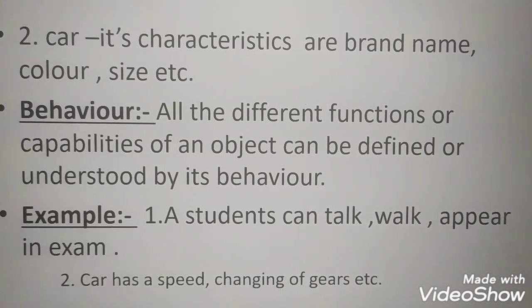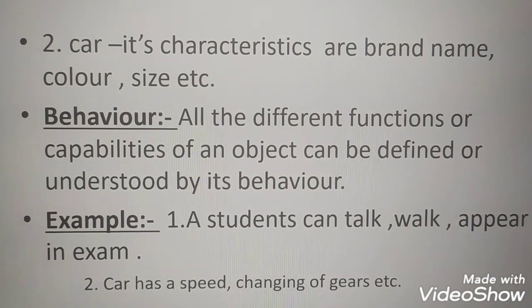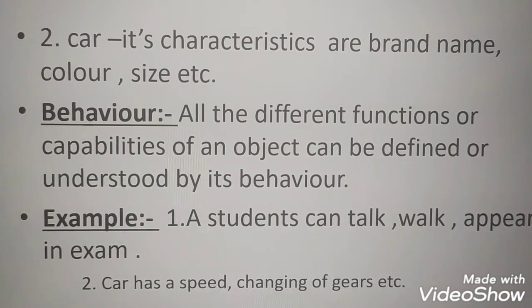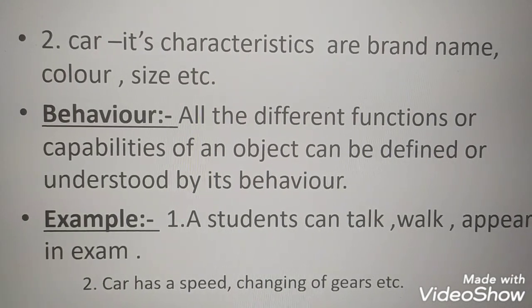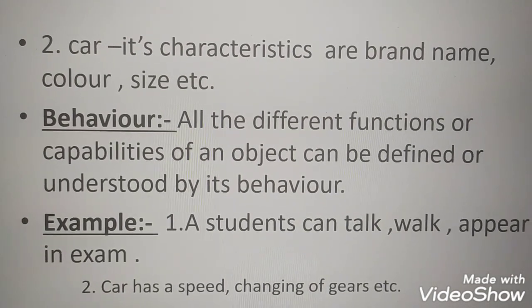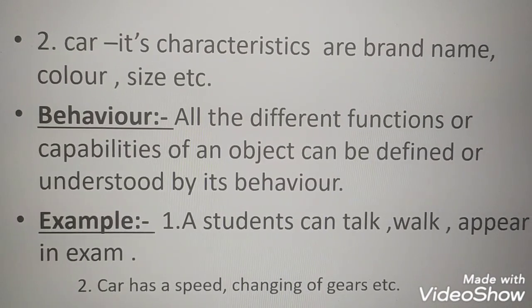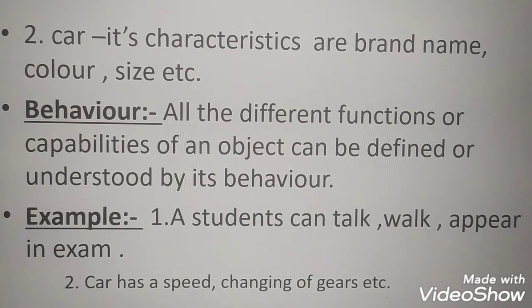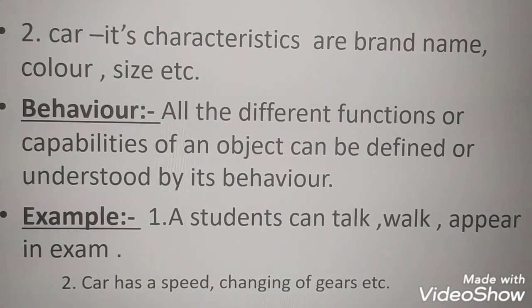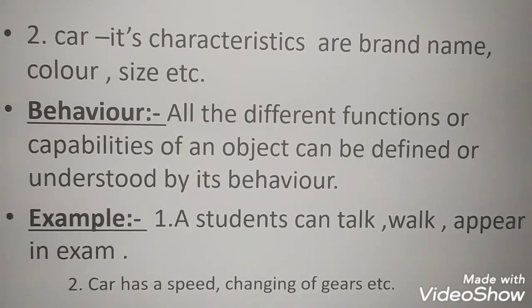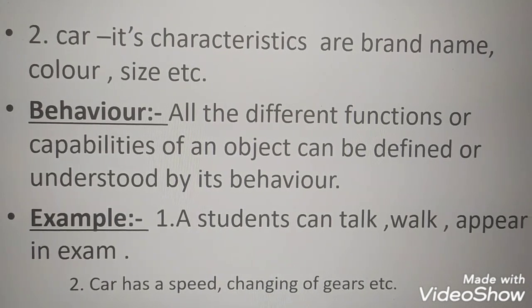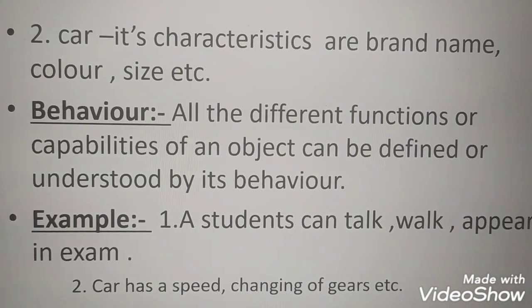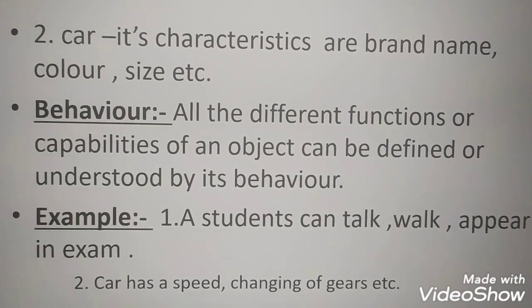Now see the example. If I take the same example, the student is an object. What is the activity, what is the behavior, or what are the functions the student has to do? He has to talk, he has to work, he has to appear in the exam. Certain activities have to be done by the student. So these activities, these functions, this capability are called the behavior of the object student.